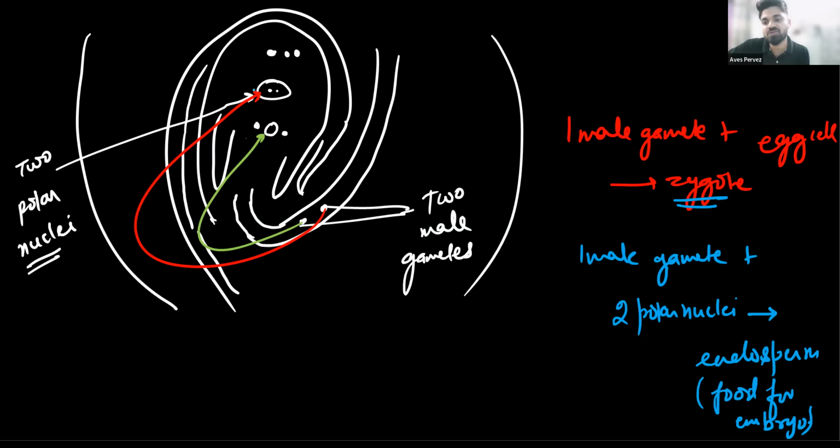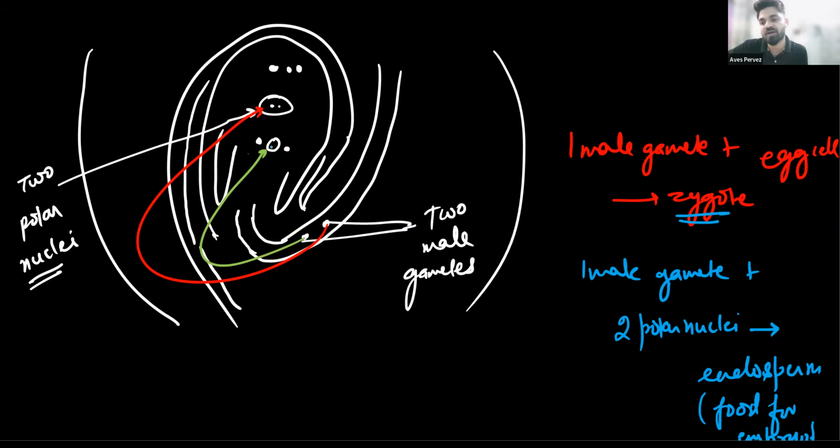Actually, this ovule has 7 cells. 1, 2, 3, 4, 5, 6, 7. 3 here, 3 here, and 1 in between. But it is 7 cells and it is going to have 8 nuclei, because the polar nuclei have 2 nuclei. This is going to have 2 nuclei. So this is called 2 polar nuclei.